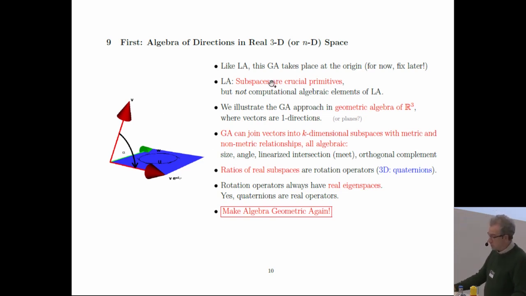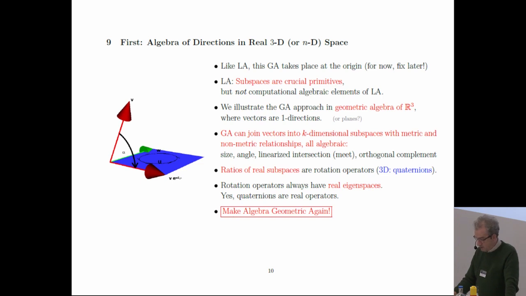Subspaces are crucial primitives, but I already said they're not really computational elements of linear algebra. Even the fact that something is linearly independent is not a quantitative property, it's a binary Boolean property. You don't want that in geometry. We're going to use this to illustrate, and we will see that quaternions pop up quite naturally as the ratio of two planes. And the whole purpose here is to make algebra geometric again.